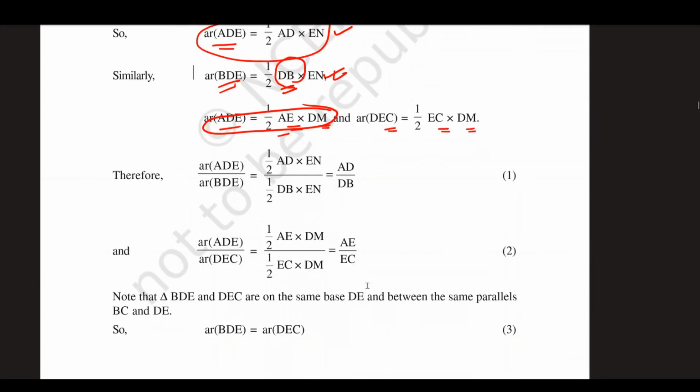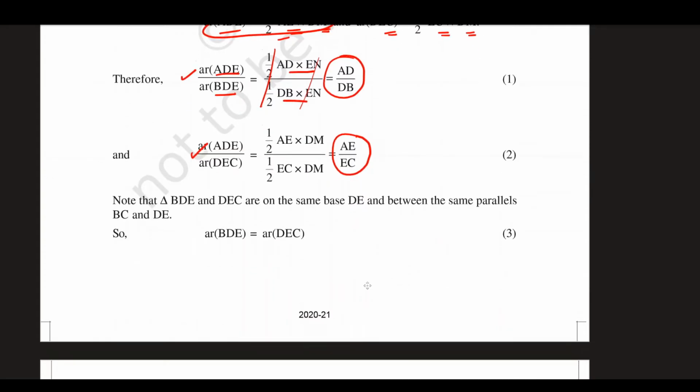With this equation we get area of ADE upon BDE is equal to half into AD into EN upon half into DB into EN. So these all get cancelled and we are left with AD upon DB. Similarly, ADE upon DEC is AE upon EC. Now we know that the area of BDE and DEC are the same.